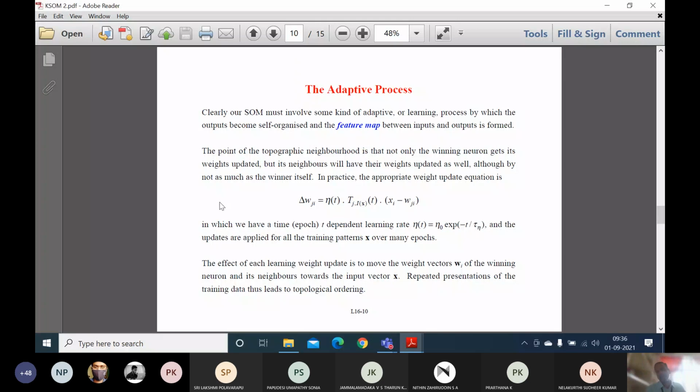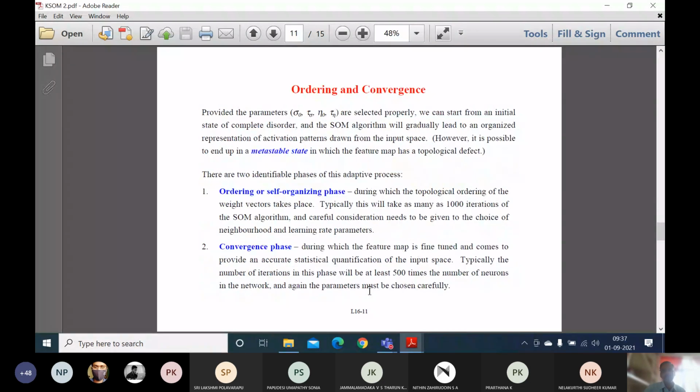So in practice, the appropriate weight update equation is given by the formula delta Wji equal to eta of t into Tj,I(x)(t) into (x minus Wji). Here t is the time epoch, and eta of t is your learning rate, which is expressed by this formula. The effect of each weight update is to move the weight vectors Wj of the winning neuron and its neighbors towards the input vector. So we will see how it goes.